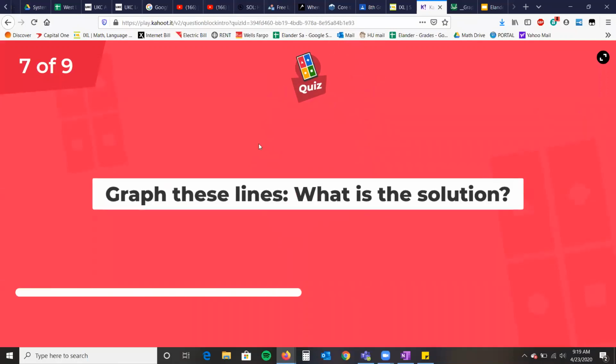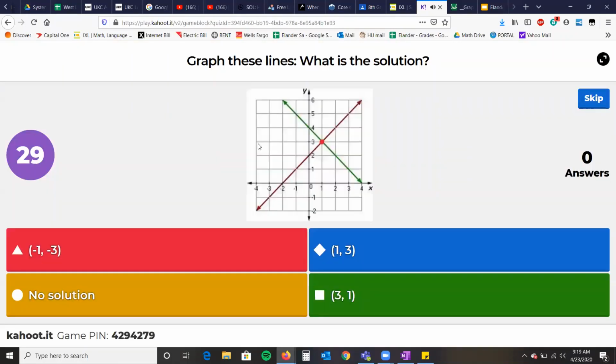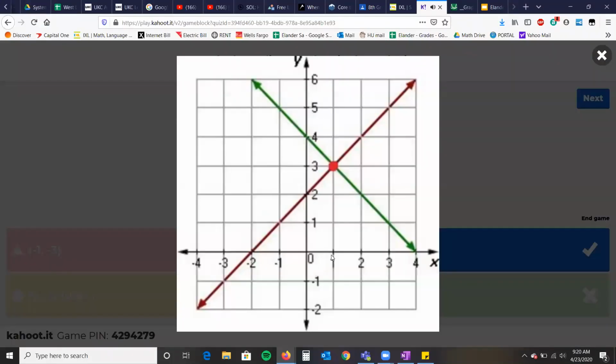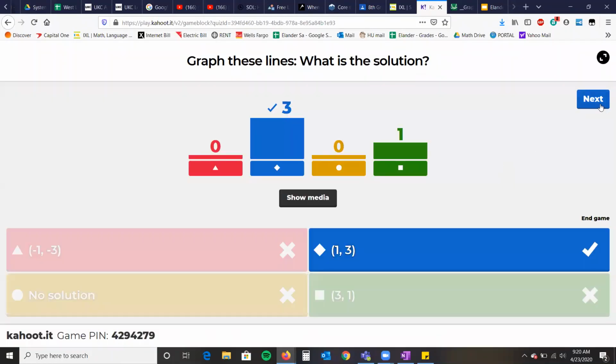All right. What is the solution on this one? Let's see who can get it first. Good job, guys. So 1, 3, that's going to be our solution to the red line and to the green line. Excellent work.